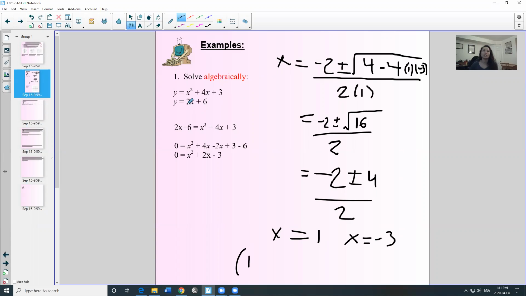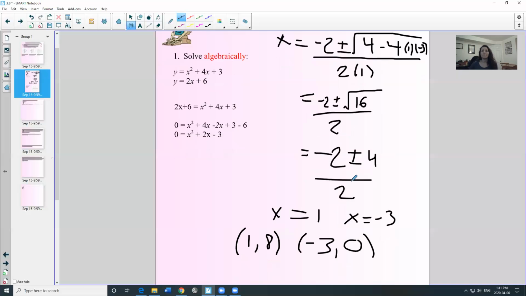2 times 1 is 2. 2 plus 6 is 8. So this particular point of intersection would be (1, 8). And the other one, negative 3: if I take negative 3 in here, 2 times negative 3 is negative 6. Negative 6 plus 6 is 0. So my other point of intersection would be (-3, 0).